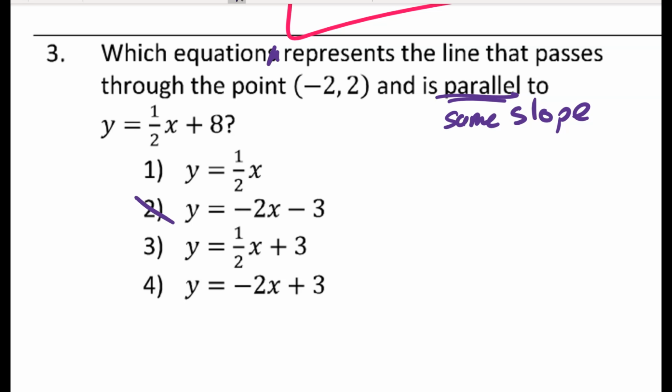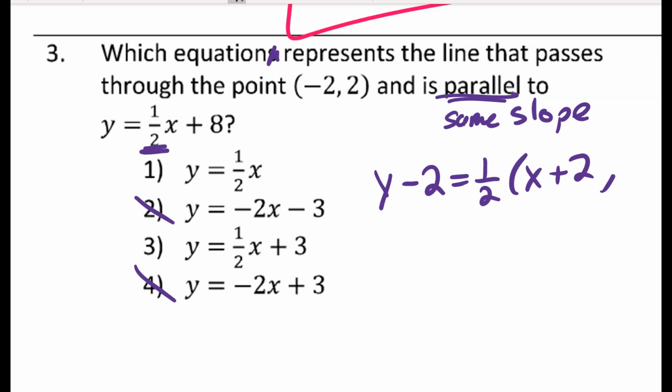Well, first off, I could rule out 2 and 4 because they don't have a slope of 1/2. Remember, the slope is that number that's being multiplied to x there. And if it needs to go through the point negative 2, 2, you've got two options. You could try substituting in this point into x and y to see if it makes the equation true. Or you could just set up the equation in point slope form.